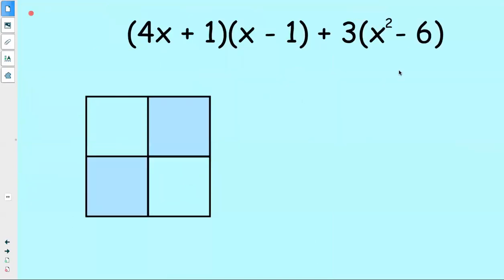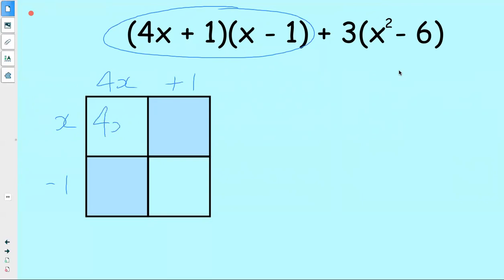Okay, so this again is very similar to the type of questions you will get in the National 5 exam. So I can see that this part here, we sort out this part here, and I'm going to use the box method for that. So I'm going to write my 4x here and my positive 1, my x here and my negative 1 here. So this box here becomes 4x squared, this box becomes positive x, this box becomes negative 4x, and this box here becomes negative 1.